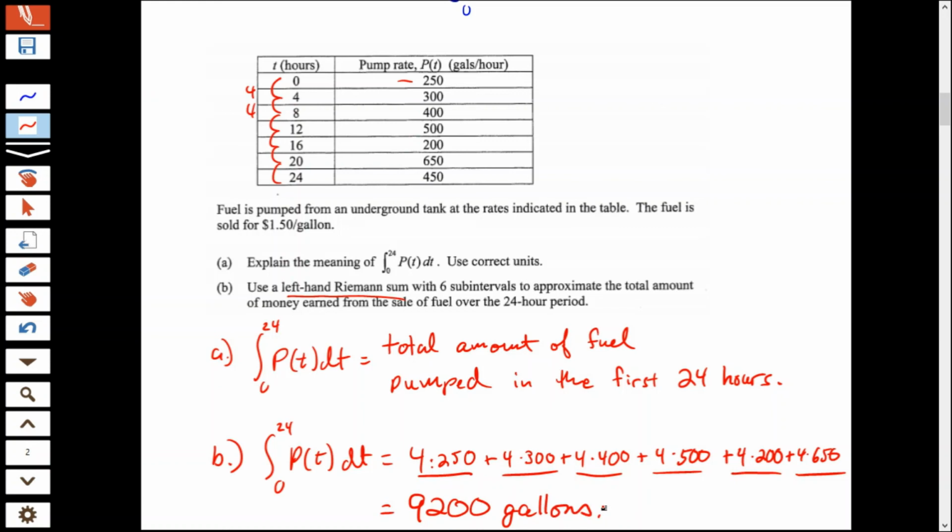Alright, so this takes us to the end of our first video on applications. My next video is going to be on average value of a function. Thank you.